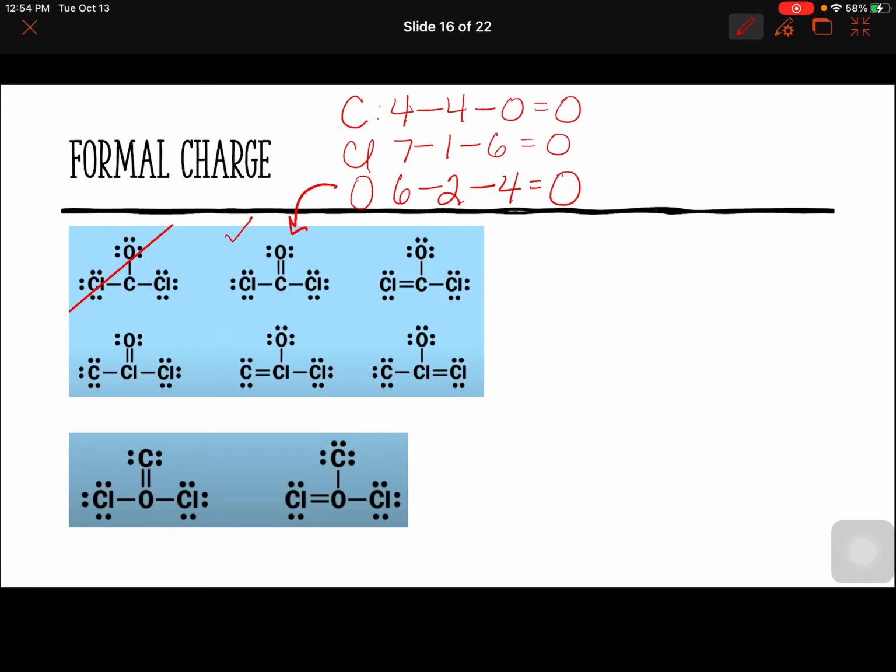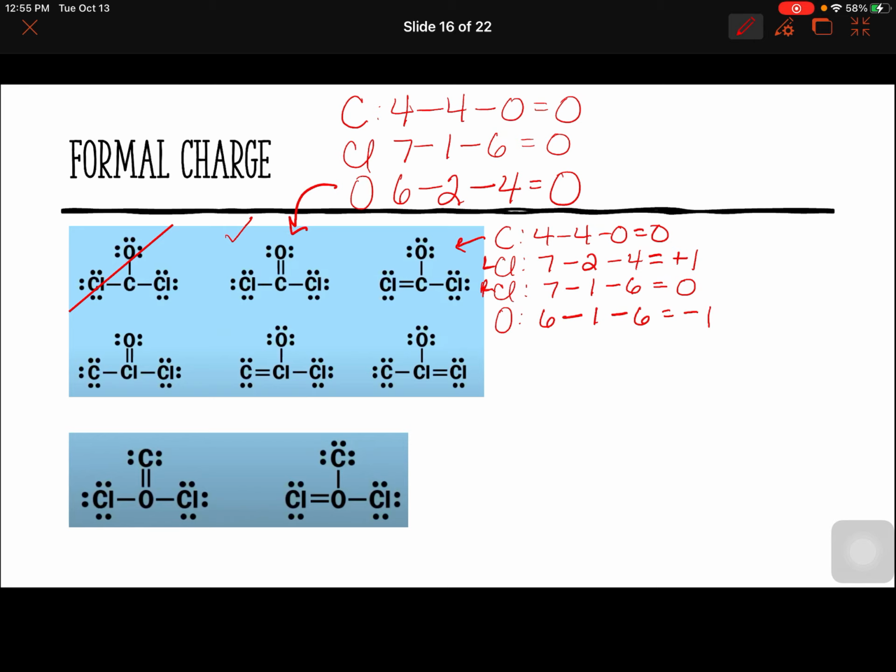Okay, the one next to it, the chlorines are different, so I have to evaluate them separately. Carbon, valence minus bonds minus dots. Chlorine that's on the left is valence minus bonds minus dots. Chlorine that's on the right, valence minus bonds minus dots. Oxygen, valence minus bonds minus dots. Okay, so I have a non-zero number there.